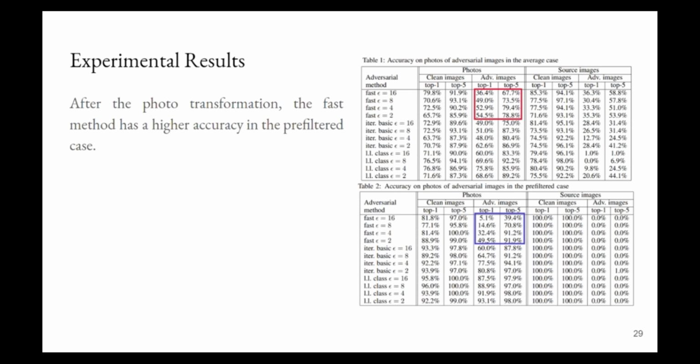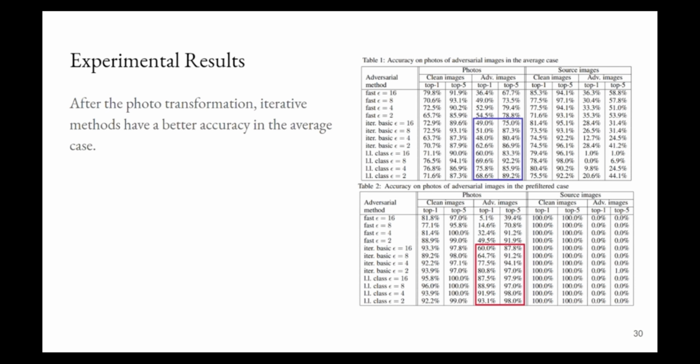If we compare the FAST method in the average and pre-filtered case, we can see that by removing the images where the FAST method performed poorly, we can improve the performance in the real world and decrease the accuracy even further. For the iterative methods, the result is the opposite, which is a bit counterintuitive. But this is explained by the iterative methods making very subtle co-adaptations in order to increase confidence, and those changes are not very robust to the photo transformation.